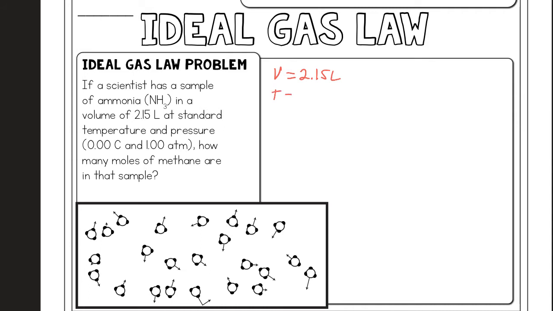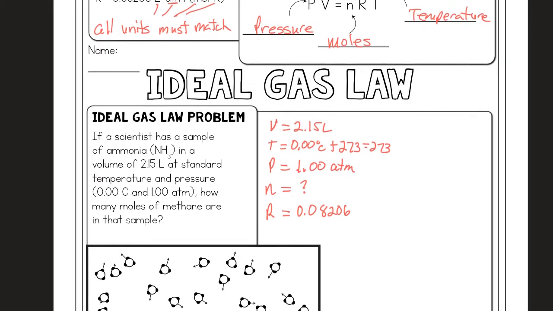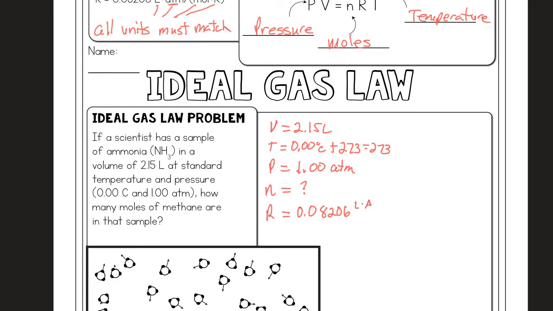Our temperature is 0.00 degrees Celsius. I'm going to go ahead and convert that to Kelvin right now. My pressure is in atmospheres, and that's going to be 1.00 atmospheres. N is my unknown, and my R value is written up above, and that's 0.08206, and that's going to have that weird unit, which is liters atmospheres per mole per degree Kelvin.